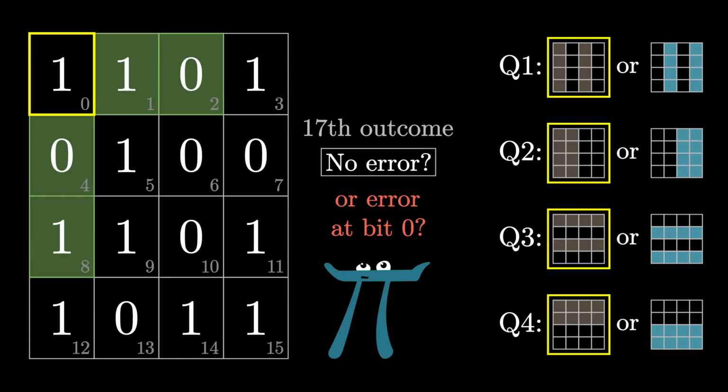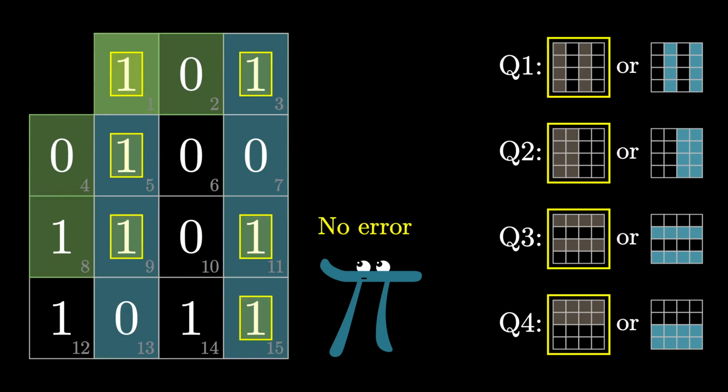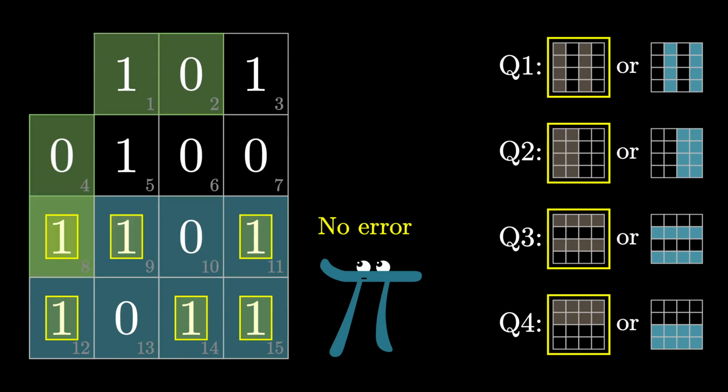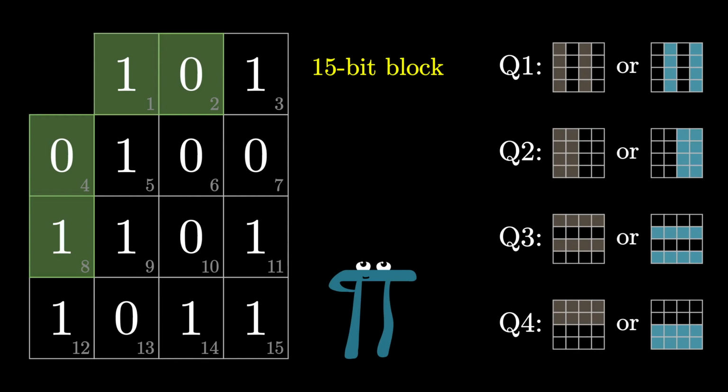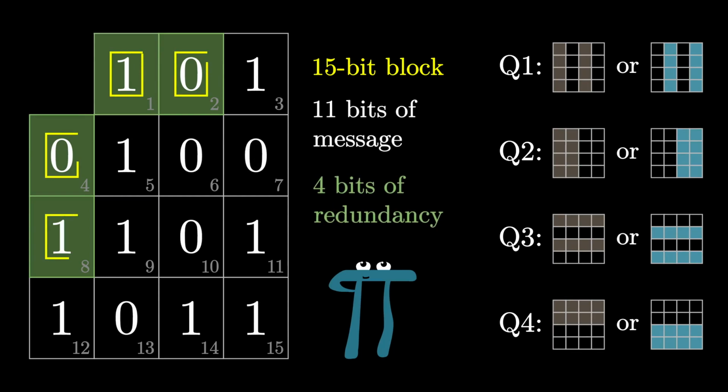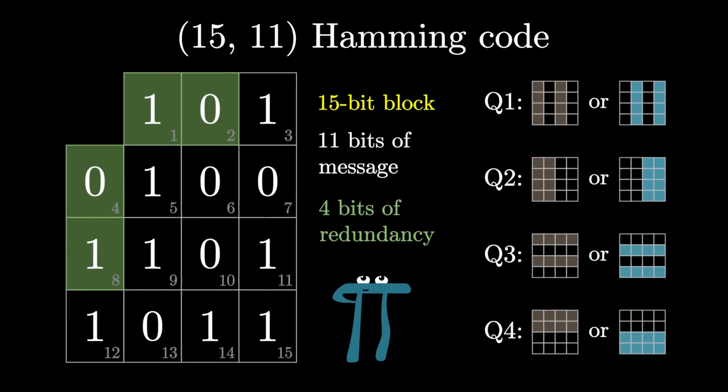The solution here is actually pretty simple. Just forget about that 0th bit entirely. So when we do our 4 parity checks and we see that they're all even, it unambiguously means that there is no error. What that means is rather than working with a 16-bit block, we work with a 15-bit block, where 11 of the bits are free to carry a message and 4 of them are there for redundancy. And with that, we now have what people in the business would refer to as a (15, 11) Hamming code.